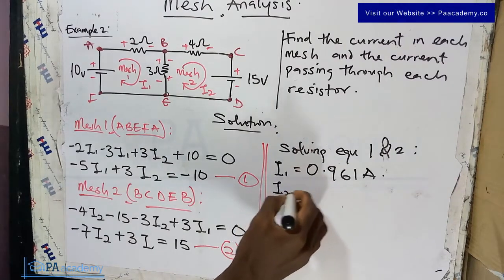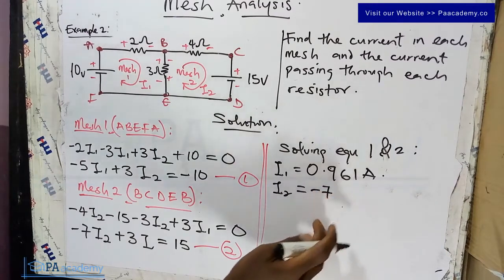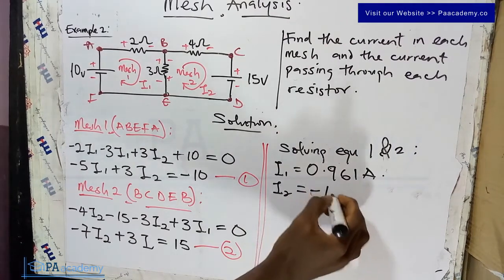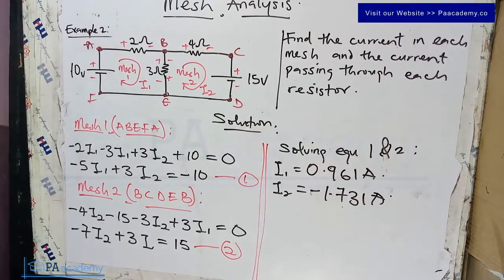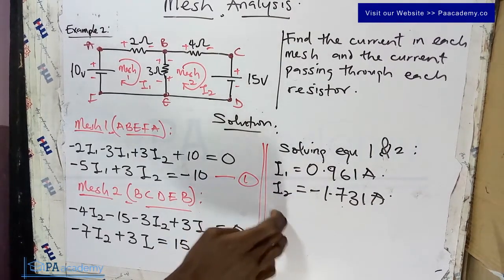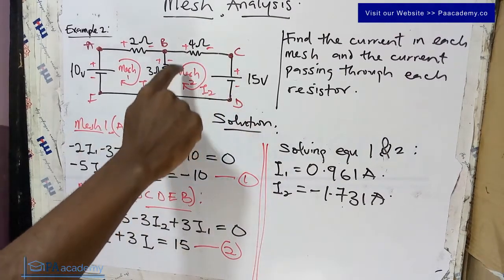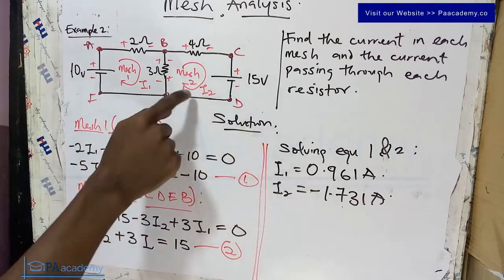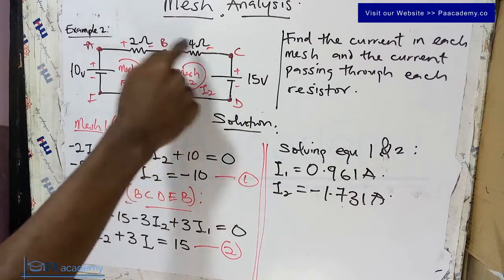And then for I2, sorry, it's going to give us minus 1.731 amperes. Now, like I said, there's a little difference here because we have a negative value. What it simply means when your current is negative is that for this particular I2, we assumed a clockwise direction. Now that we have a negative value for mesh 2, the current is actually not flowing clockwise, it's actually flowing anti-clockwise.